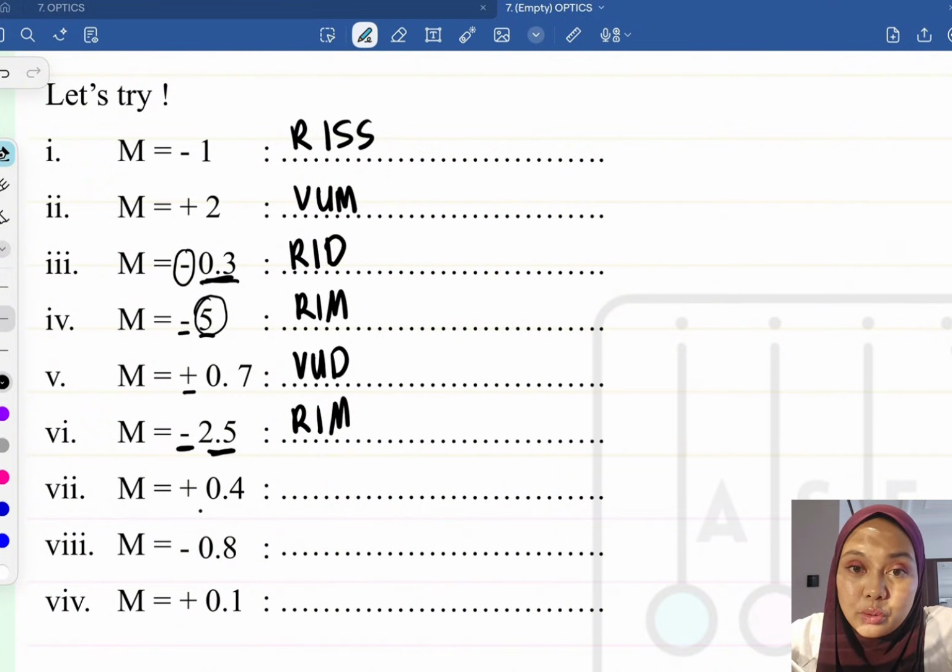Okay, next we go to positive and 0.4. Positive is virtual upright, and because 0.4 is less than 1, it is diminished. Next we have negative and 0.8. It is real inverted and diminished. And the last one, we have positive and 0.1. It means that this one is virtual, upright, and diminished.